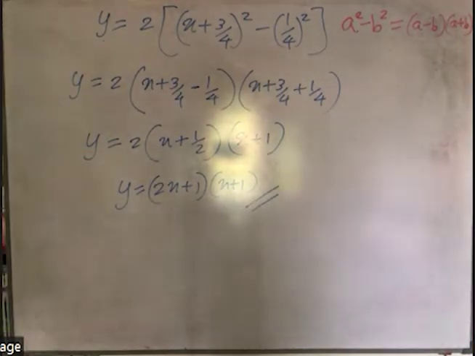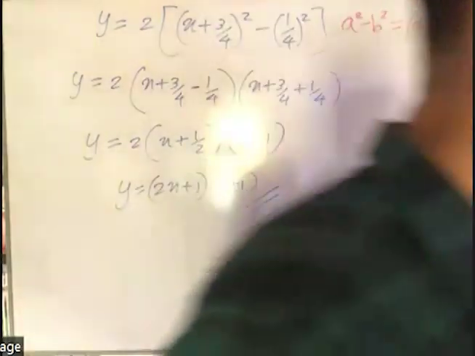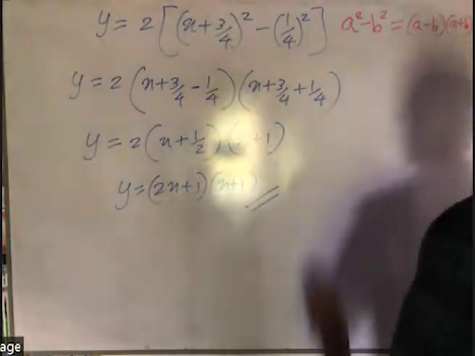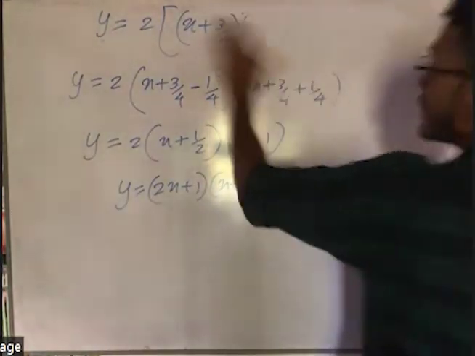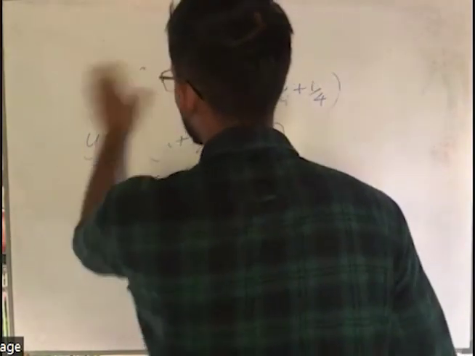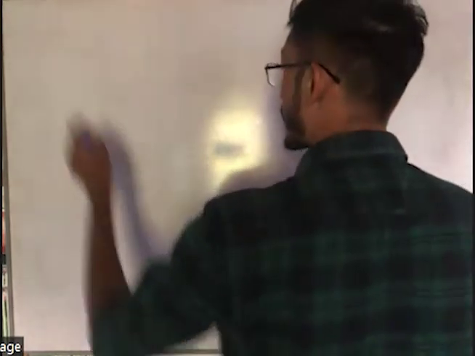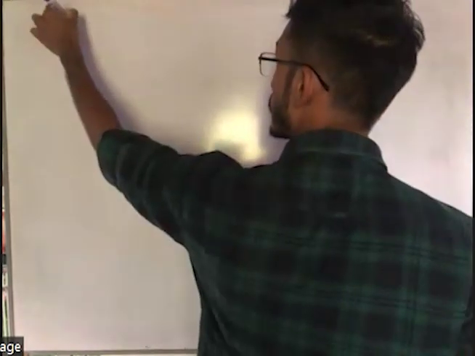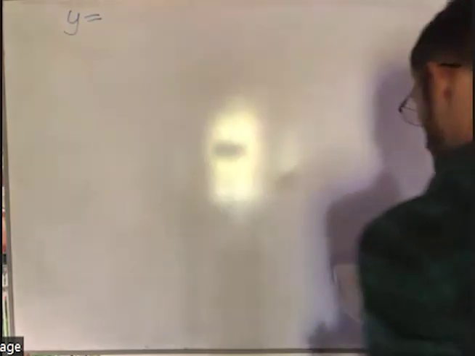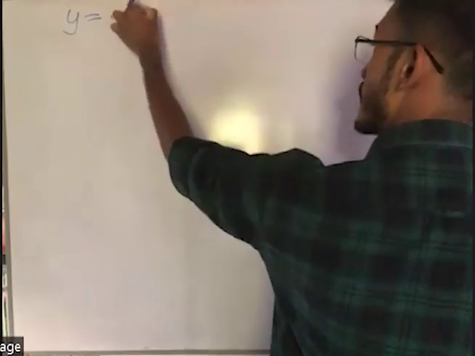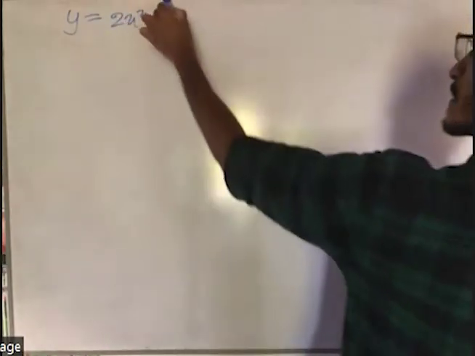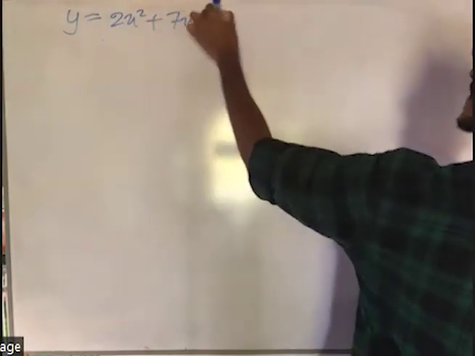Then let's do another example. I think you have understood this one. We can do another example. So write down y equal to 2x square plus 7x plus 6.